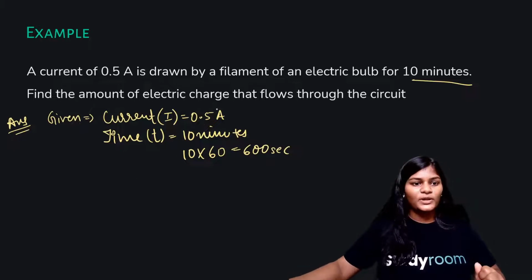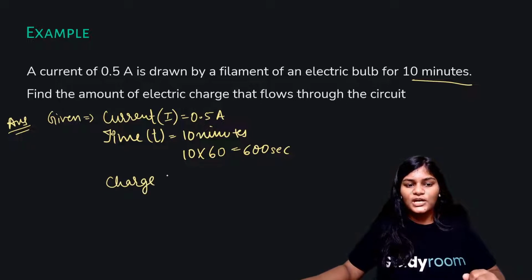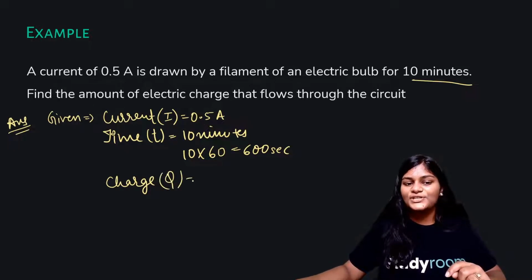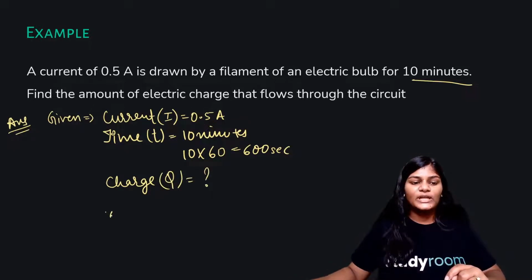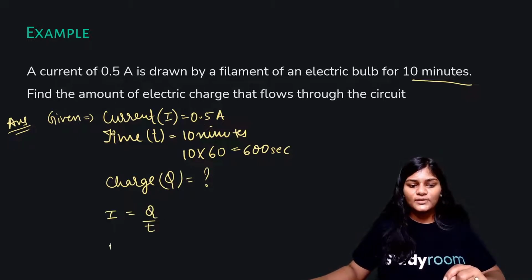Next thing, what do we have to find? We have to find the charge. Unit for charge? Not unit, I said it wrong. Don't get confused between unit and symbol. Symbol for charge is Q. We have to find it. So we write the formula. I is equal to Q upon T. So Q is, what is Q? We take T to this side. It is I into T.